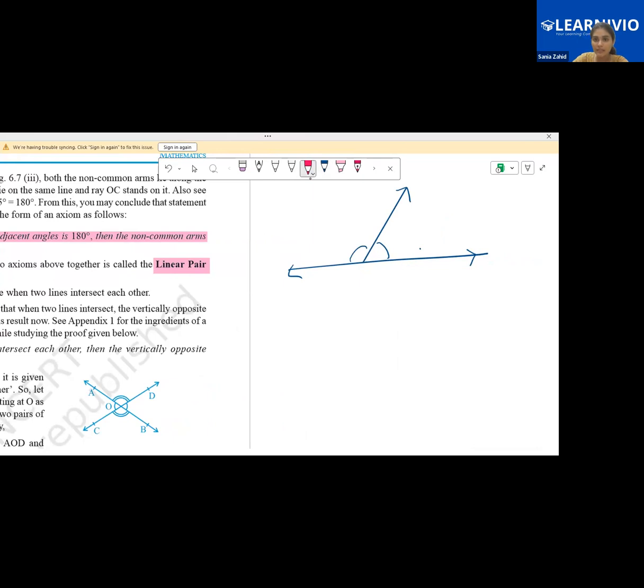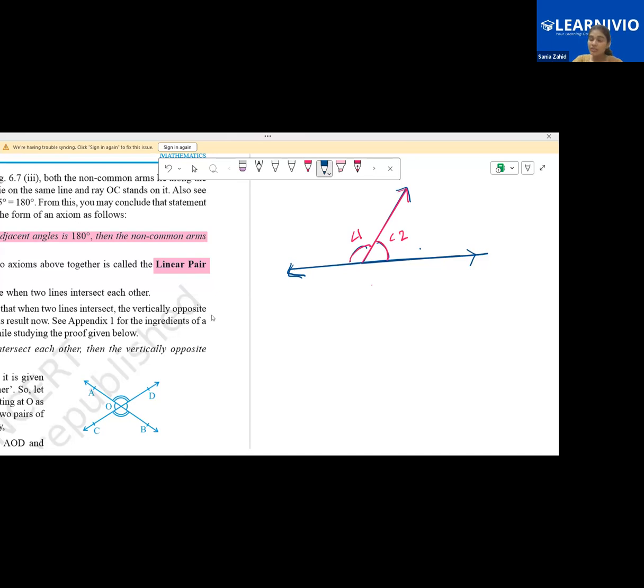What is the common arm of the angle? This one. This is the common arm. It is common for both the angles, for angle number one and also for angle number two. This red colored arm is common for both. But if you look at the blue colored arms, they are different for both of them. So they are telling you that if you have two adjacent angles and the sum is 180, the non-common arms form a straight line. So this is nothing but another way of stating the linear pair theorem. Right? It is the converse theorem.